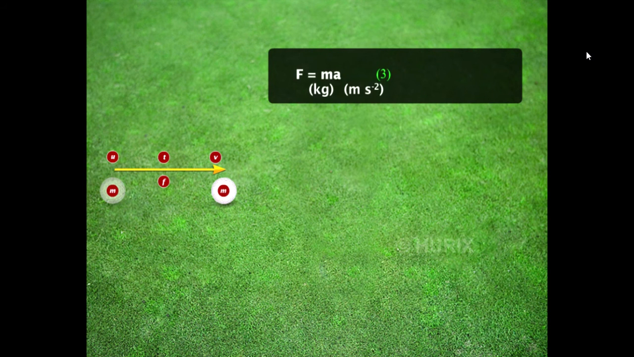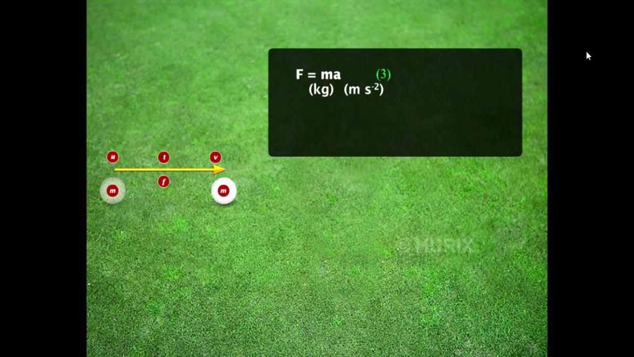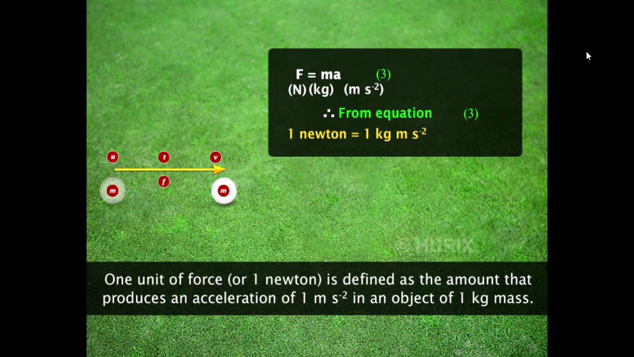The SI units of mass and acceleration are kilograms and meter per second square, respectively. The unit of force equals Newton. Therefore, from equation 3, 1 Newton equals 1 kilogram meter per second square. Thus, 1 unit of force is defined as the amount of force that produces an acceleration of 1 meter per second squared in an object of 1 kilogram mass.